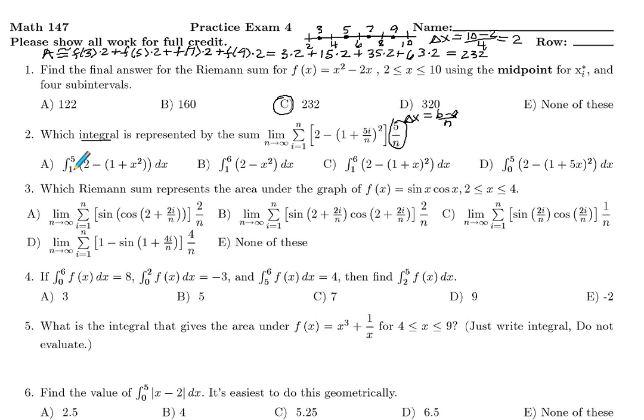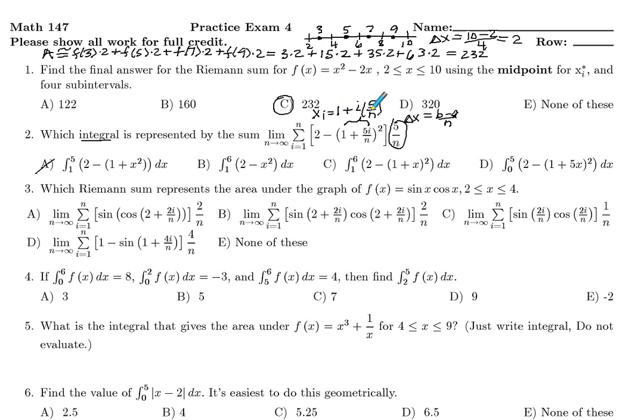So you look at all of these. So this is from 1 to 5. That's only 4 units apart. So that one's out right away. 1 to 6. 6 minus 1 is 5. That's a possibility. 5 minus 0 is 5. So we already ruled out one of them. And then this guy in here, this is 1 plus i times 5 over n. That is our x sub i. That's our general right endpoint.